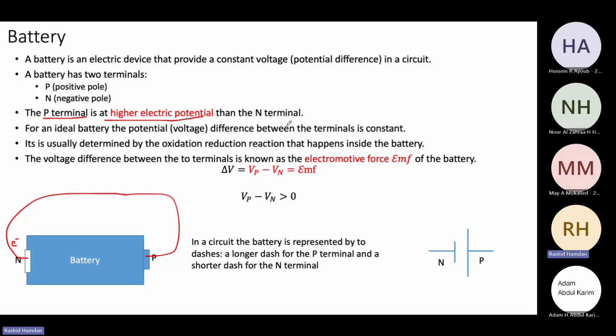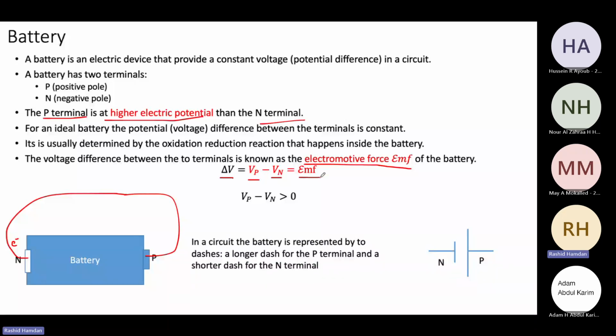So when we say that we have a battery of 1.5 volts or 4.5 volts, or lithium-ion batteries, I think, volts, right? This means that the potential difference across its terminals is 1.5 or 4.5 volts. This constant voltage difference, if the battery is ideal, is called the electromotive force of the battery. And delta V is the higher voltage, Vp minus Vn.